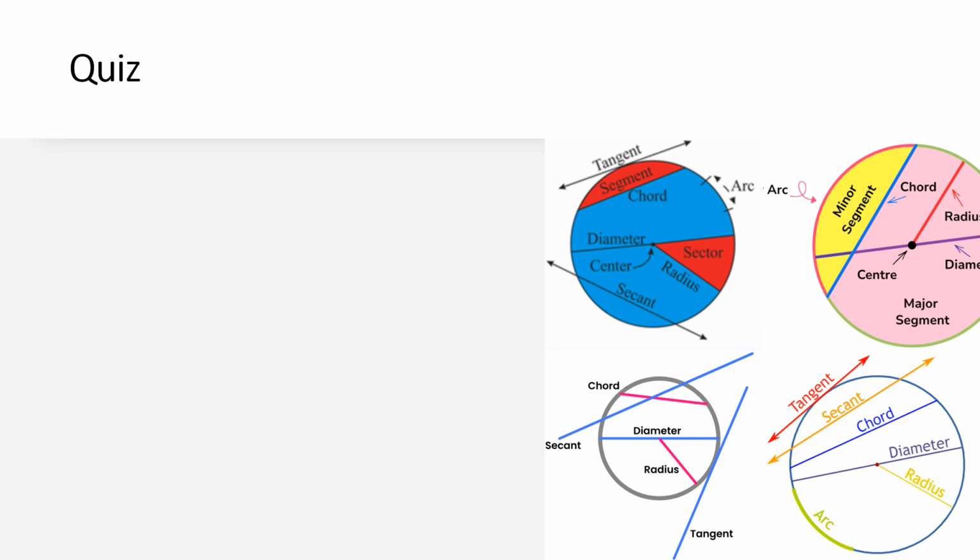Let's go for one more quiz. Again, I placed a couple of diagrams so that you get some clues out of it and answer our questions. Okay, then tell me now, what are the parts associated with a circle? Till now, I was talking about chord and radius. That's all, right? Let's talk about some other parts of the circle.